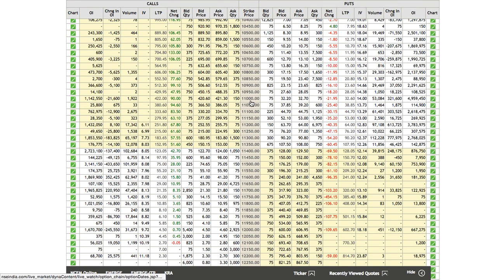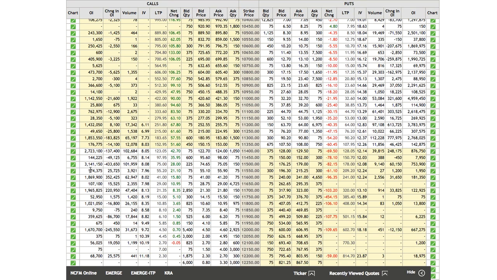Since option writers are largely big institutions, because writing an option requires margin money, it's like a security deposit. Since writing an option requires much more capital than buying an option, a lot of these option contracts which have been written here at different strike prices are written by large institutional players.